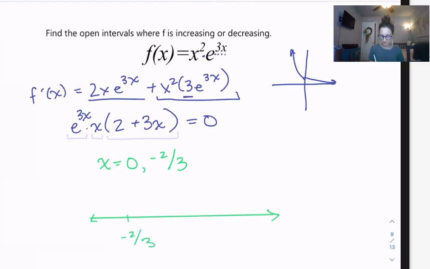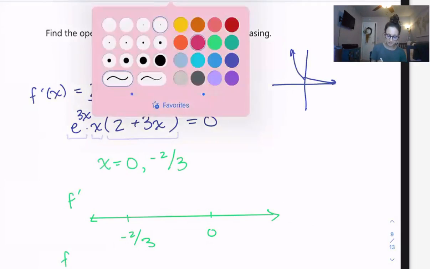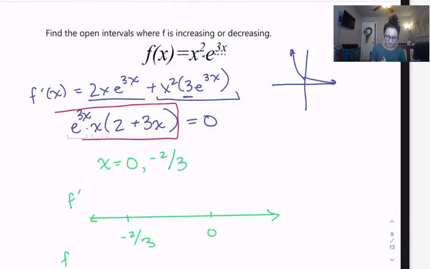Put your critical points and only your critical points on there. Make sure you put them in order. And what do we label our number line? F prime on top, f on bottom. Okay, so let's come back now to the factored form of f prime.